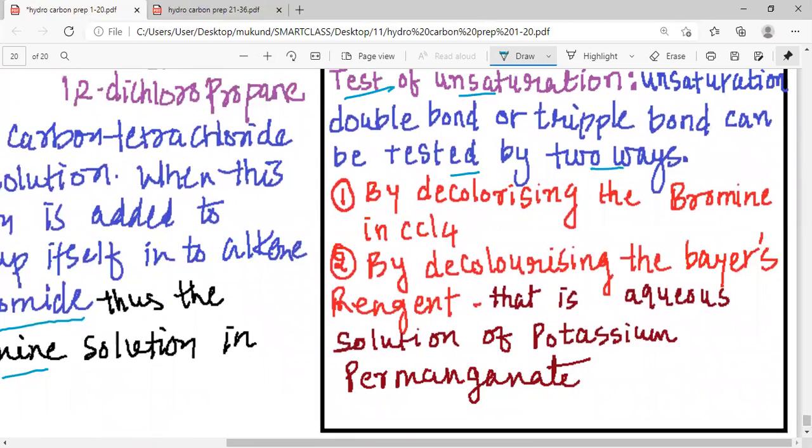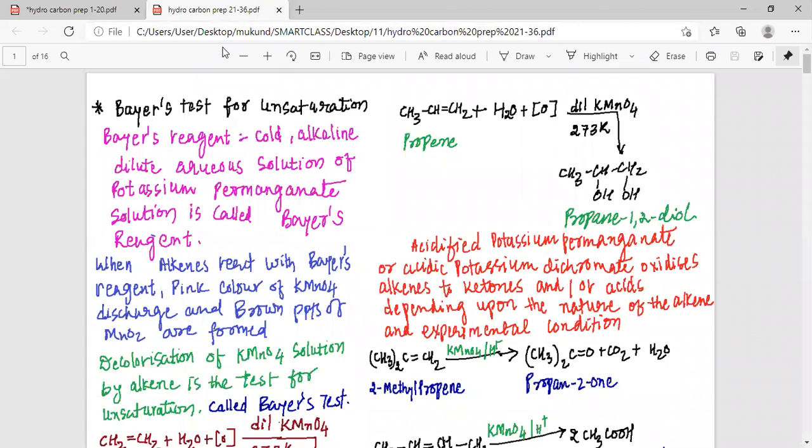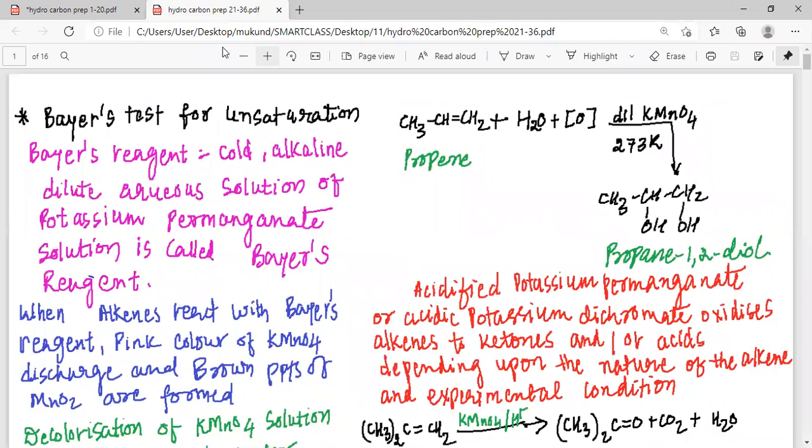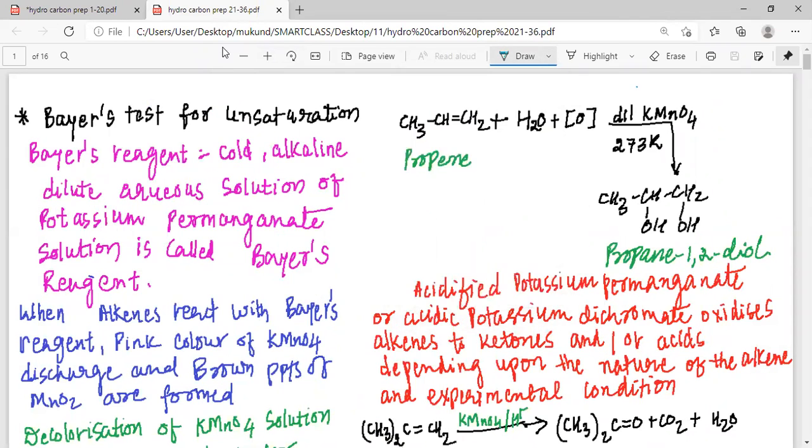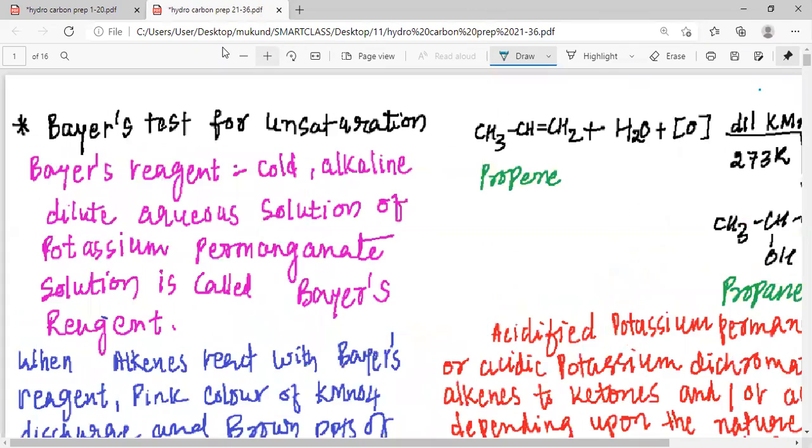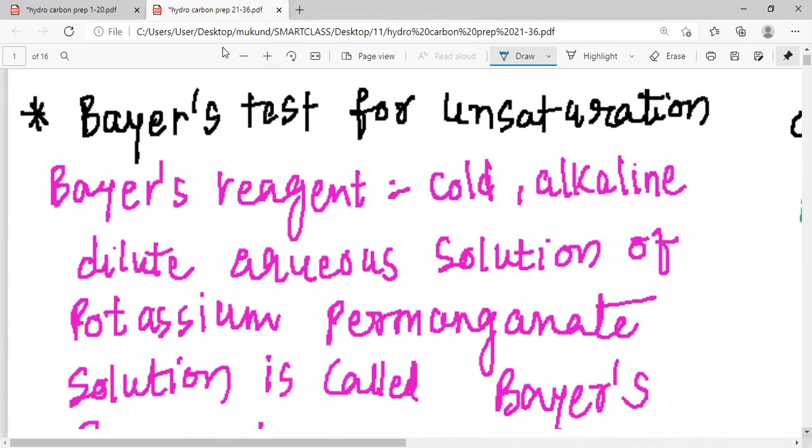The first way is by decolorizing the bromine in CCl4. There is one more method also available, my dear students. That is known as decolorizing the Bayer's reagent. What is Bayer's reagent? Bayer's reagent is the aqueous solution of potassium permanganate. So now, my dear students, we are going to study the next test for unsaturation, and that is the Bayer's test for unsaturation.